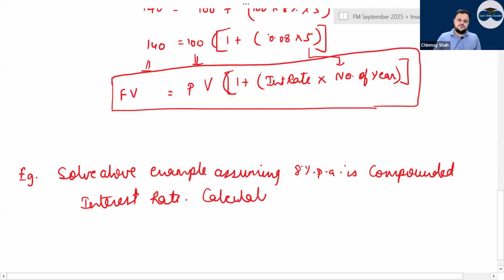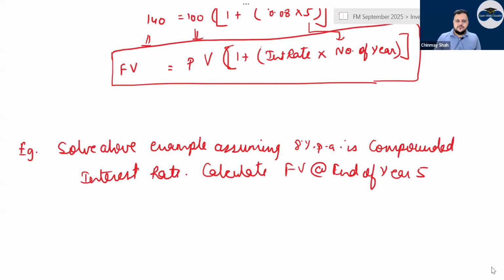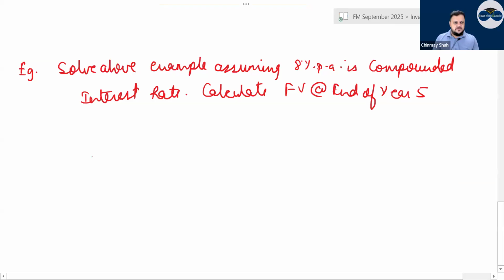Calculate the future value at the end of year 5. Now, take it easy, don't rush into it. Don't rush into it, and don't make mistakes. Correct?